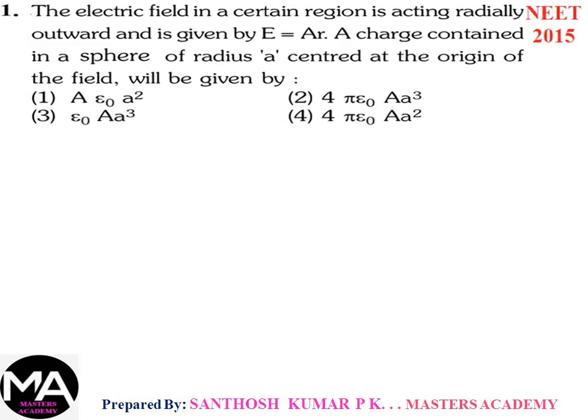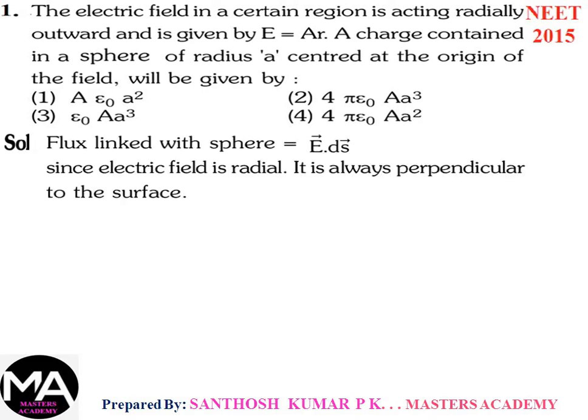So first question: the electric field in a certain region is acting radially outward and is given by E equal to A into r. A charge contained in a sphere of radius a centered at the origin of the field will be given by, this is from NEET 2015. Four options are given. So let us solve this one.